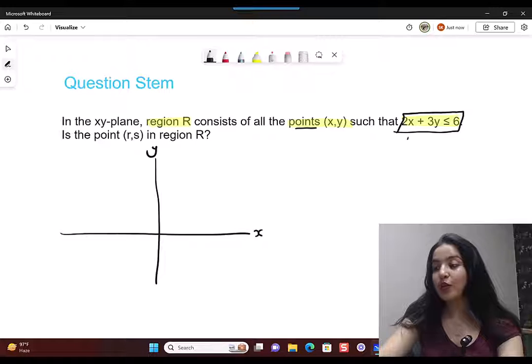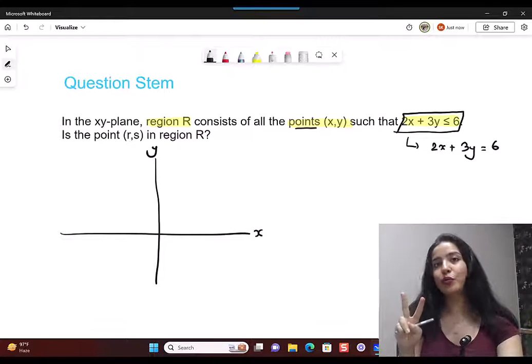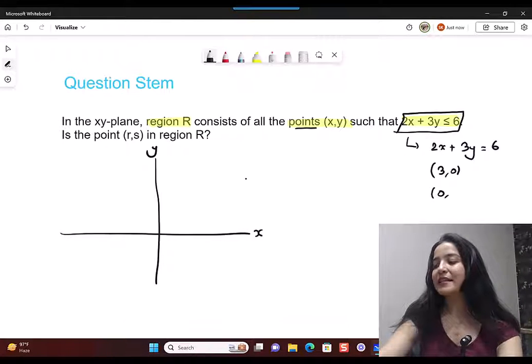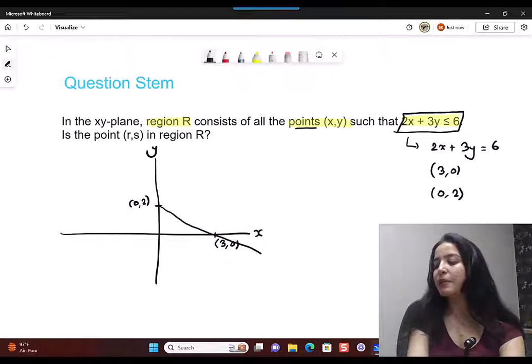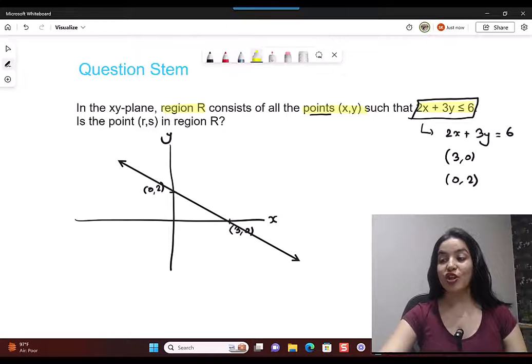Now you should know that you first need to plot the line 2x plus 3y equal to 6. And to plot a line, all you need are 2 points, right? That's all you will need. So I can see that it's (3, 0), that is x = 3, y = 0, and (0, 2). These two are going to work. So when I put them here, this is my (3, 0). This is (0, 2). Then the line that we are talking about, let me draw it properly. There you go. This is your line.